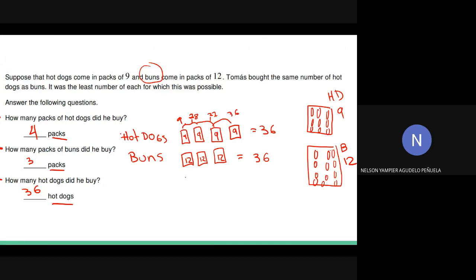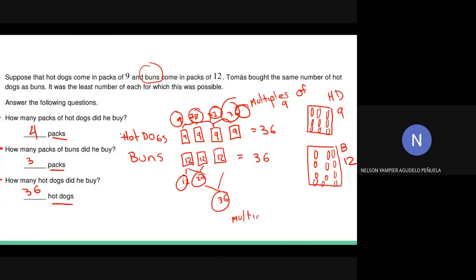And here, this is 12. With another one, it's 24. And with another one is 36. Look, these, perdón, these are the multiples of 9, and these 12, 24, 36 are the multiples of 12.